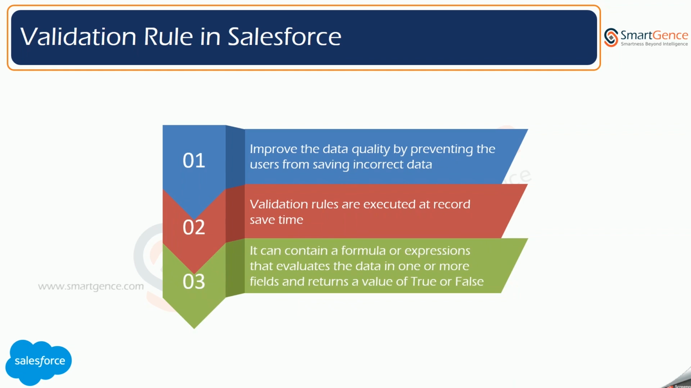And how we define this validation rule is by putting out a formula or expression that evaluates the data in one or more fields, and it would return a value, either true or false. If it is true, then the validation error message would pop up. If false, the record would just get saved.